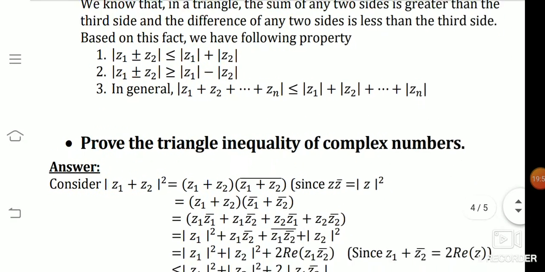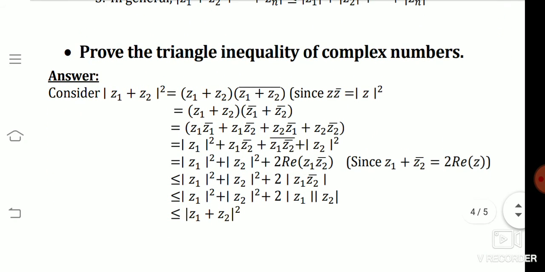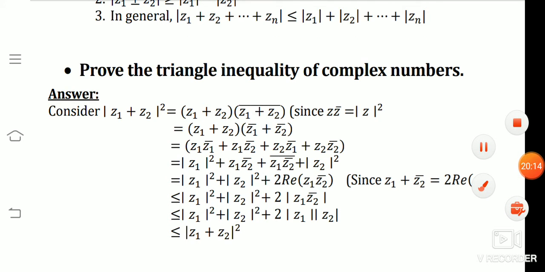Now we have to go to the proof of the triangular inequality of complex numbers, about which I have discussed what the triangular inequality in complex numbers is. Now I have to give the proof of whatever I have discussed, to show that the triangular inequality is correct. So let us move to our next proof.